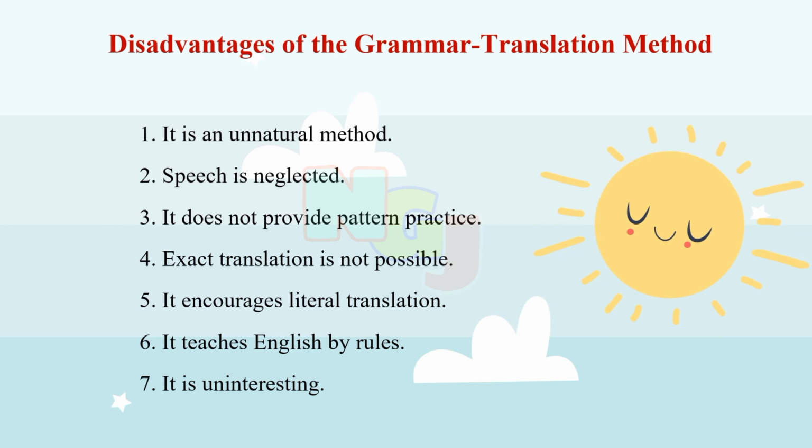It encourages literal translation. So, that is the problem wherein the students find it difficult to speak in English, as it encourages literal translation. It teaches English by rules. So, we saw that grammar is taught deductively. First, rules are taught and then only they go on to teaching the examples. So, it is taught by rules and it is not interesting at all. If English is taught by rules, will that be interesting? It will not be interesting. So, these are the disadvantages of the grammar translation method.